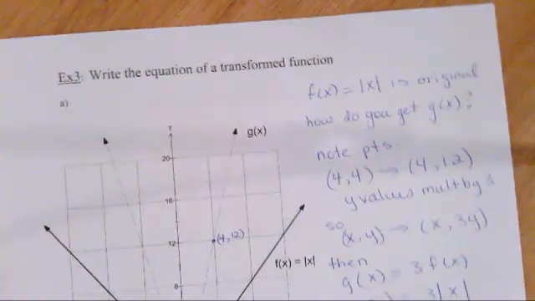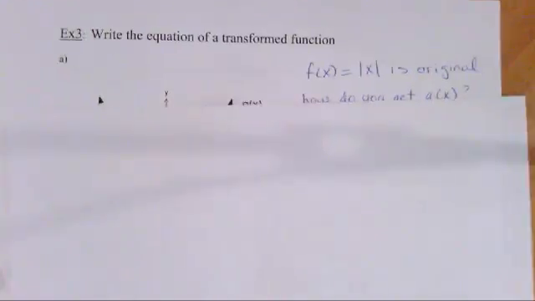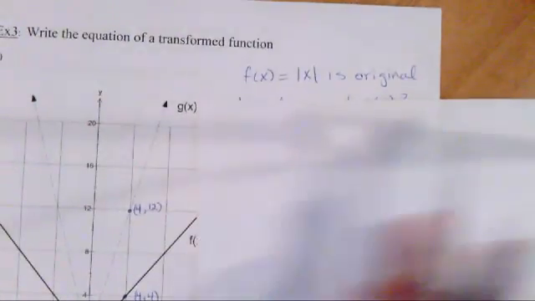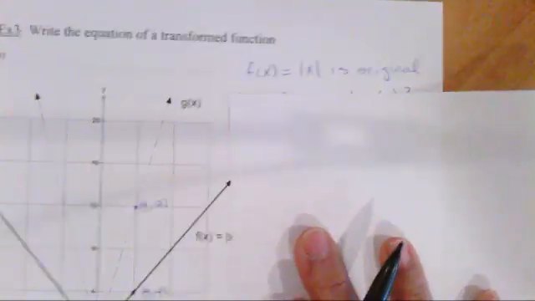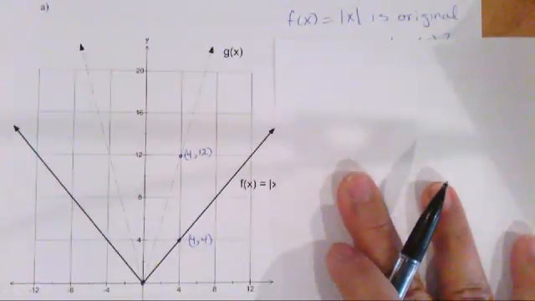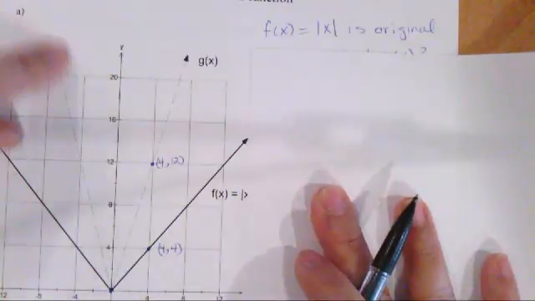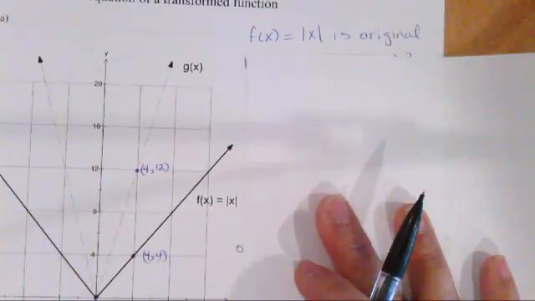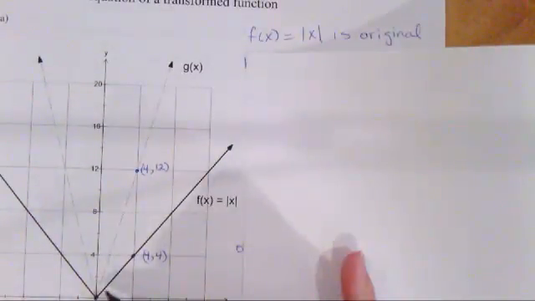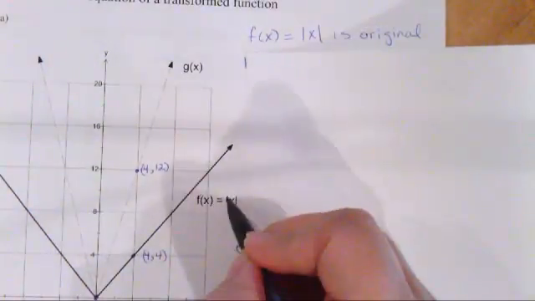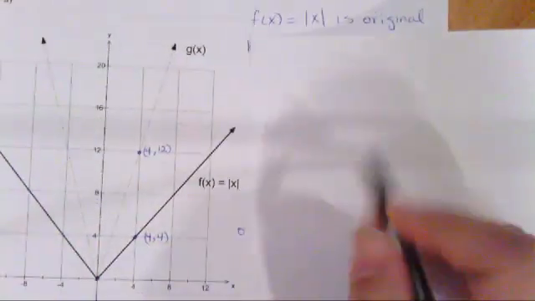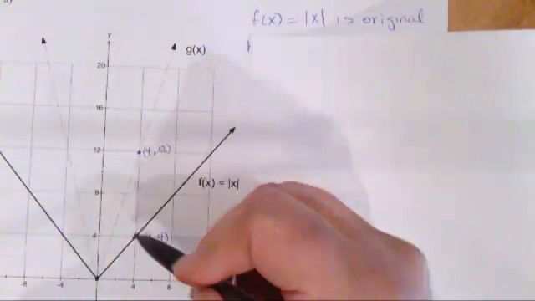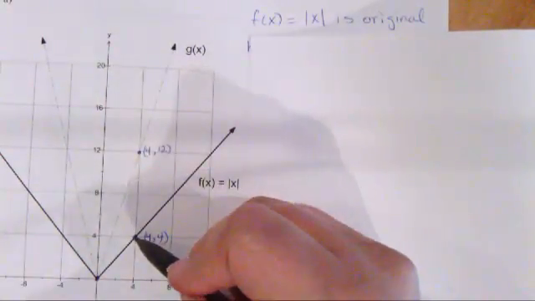Okay. So now this next question we have here, I'll slide it down so that it doesn't spoil everything for you all at once. We have to write the equation of the transformed function. Now we see here the original function is f(x) equals the absolute value of x. And in order to figure out what transformation has gone on, we're going to look at a point and see where it went.